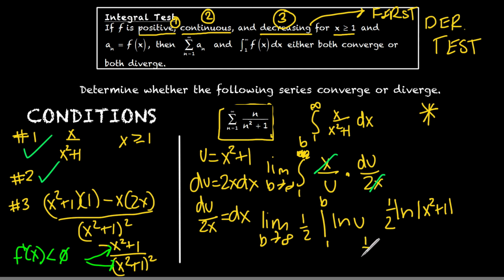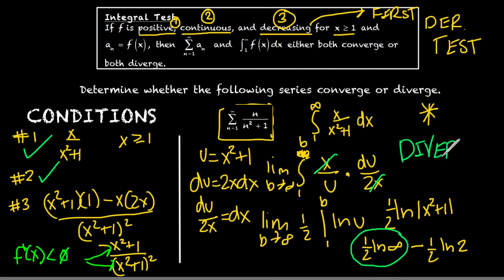So we're going to have 1/2 natural log of infinity plus 1, which I'm just going to call infinity, minus 1/2 the natural log of 1 plus 1, which is 2. And so we realize that this is an infinite number. And so therefore, because the improper integral diverged, therefore the series will diverge as well. And so the answer to this, after all of that work, is this diverges by the integral test.